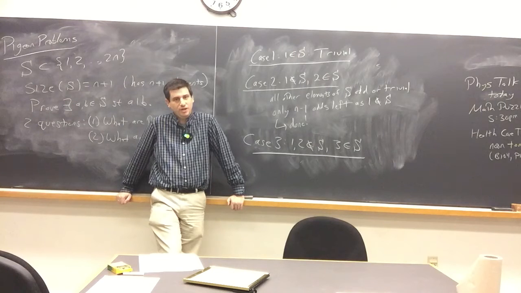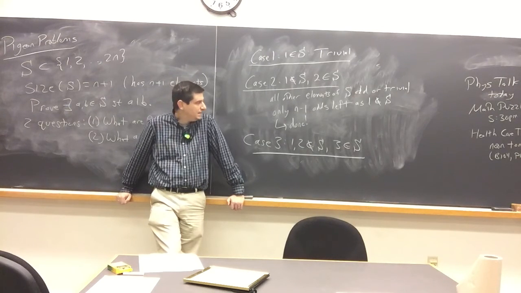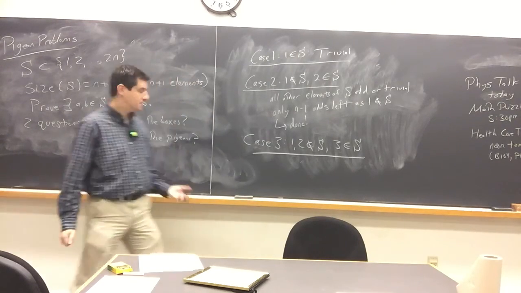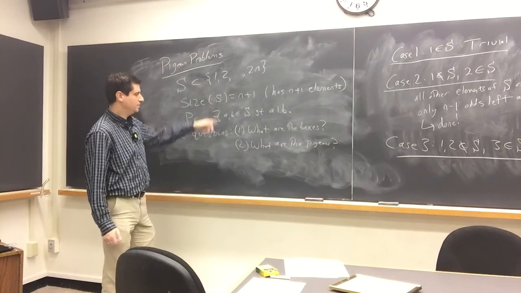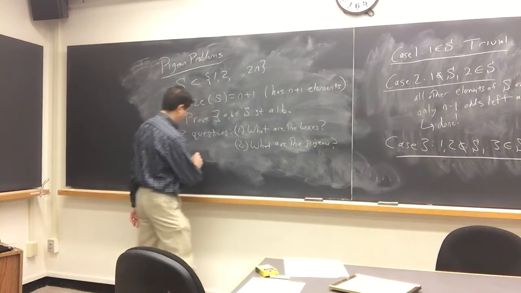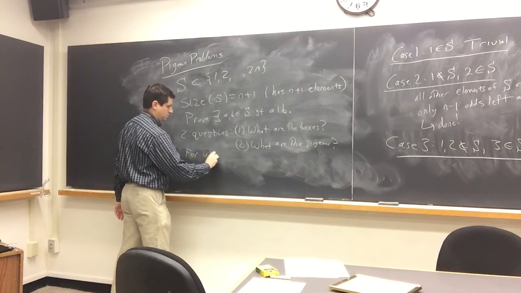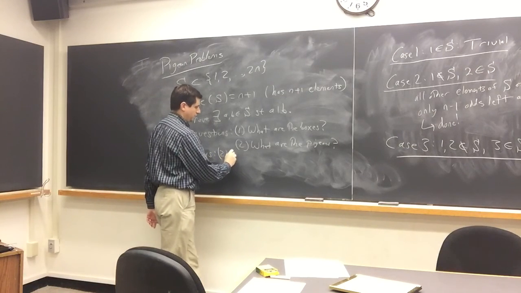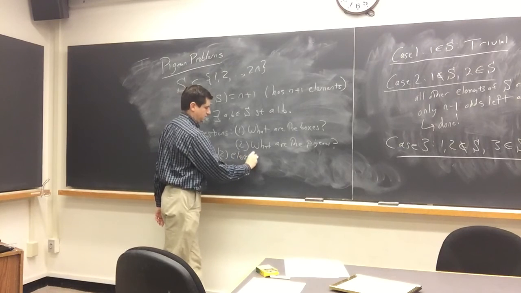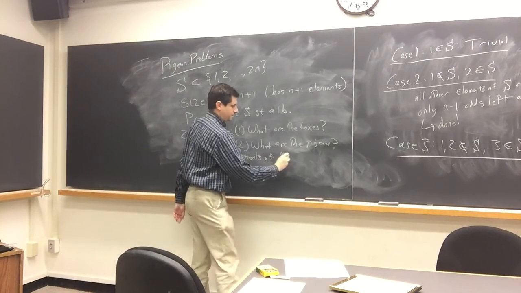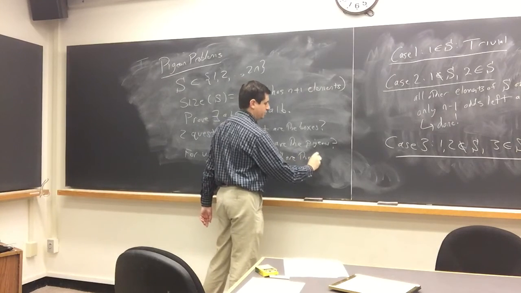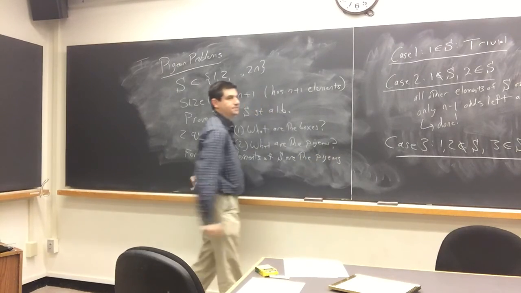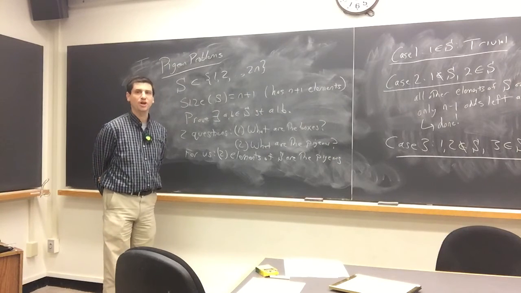We can't add multiples of 4 now, right? But this is beginning to get painful in terms of looking at all these cases. So we want a cleaner way of looking at these problems. So I think it's clear that the pigeons are the elements of S. So for us, the elements of S are the pigeons. We have to figure out the boxes.